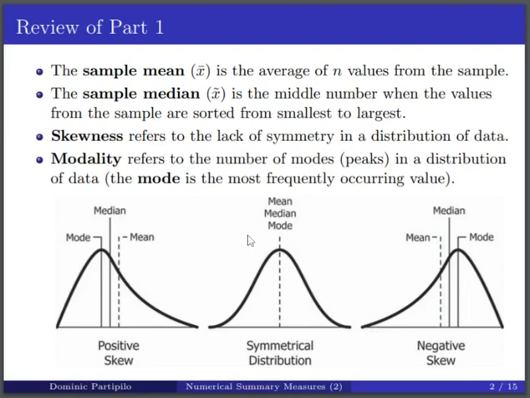And finally, in the middle here, if it doesn't look like it's skewed in either direction, and if we can kind of draw a line down the middle of this and it looks kind of the same on the left and on the right, then we would say it's a symmetric or a symmetrical distribution.